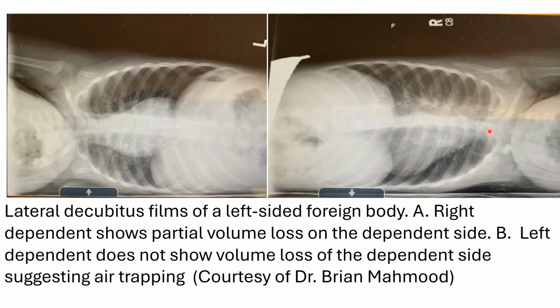This is a bilateral decubitus chest x-ray. Order that if you highly suspect a foreign body aspiration, especially if it's radiolucent. So here this is right dependent x-ray and showing right volume loss on the dependent side. If you look on when the child lay down on the left side, there is no volume loss indicating air trapping in this area. So this child is having left-sided foreign body.